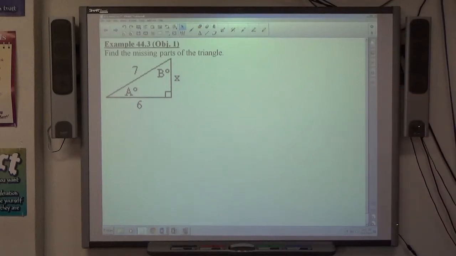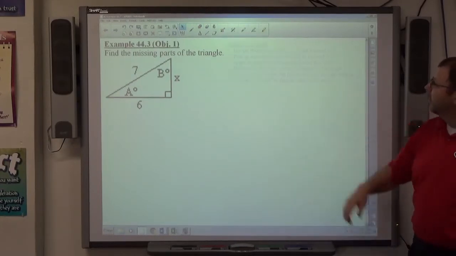Alright, our last example today, find the missing parts of the triangle. So once again, the directions tell me to find the missing parts. It's a right triangle. So the first thing I have to do is establish what do I know other than the right angle. So what do I know? Two sides. Given two sides.